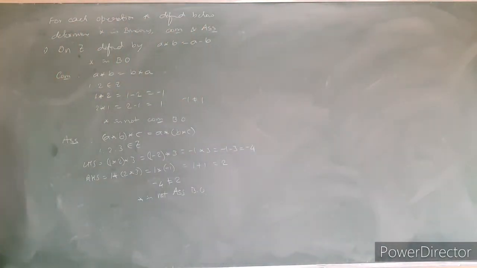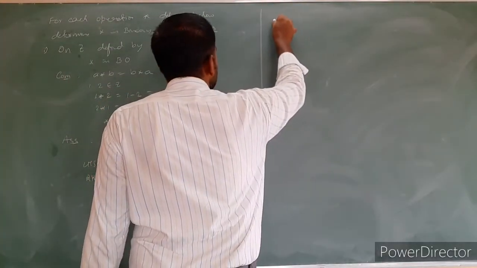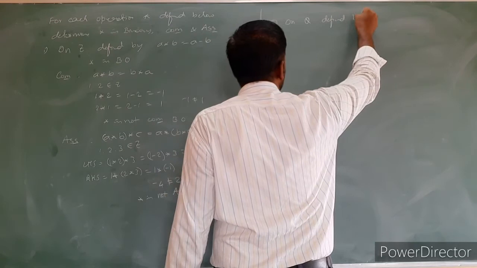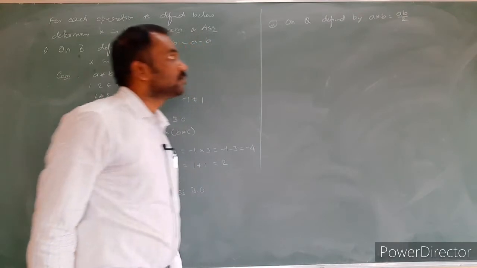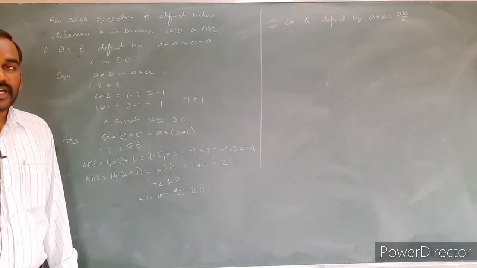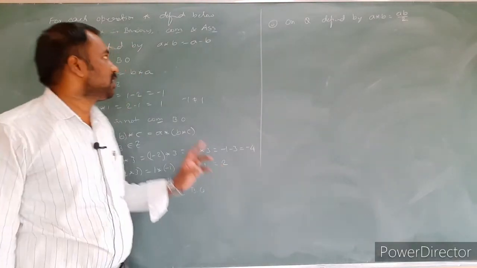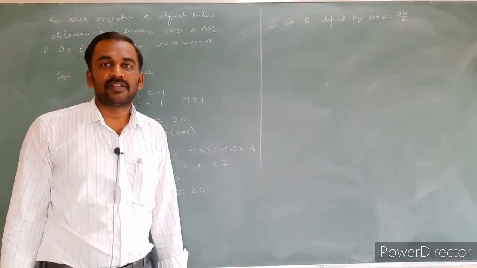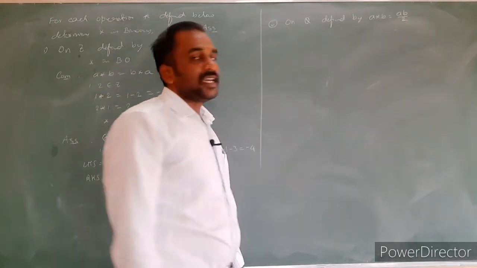So let's take the next example. On the set of rational numbers, star is defined by A star B equal to AB by 2. Check it. Pause the video, try to solve it. First of all, check whether it is a binary operation or not. Checking the binary operation is 1 mark, checking the commutative 1 mark, checking the associative 1 mark. Total 3 marks question.